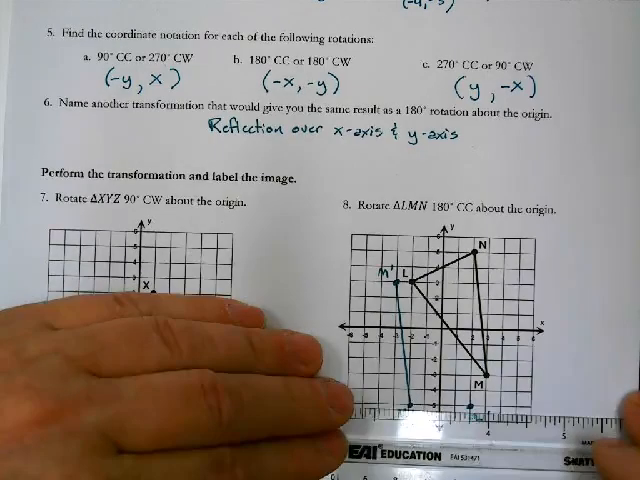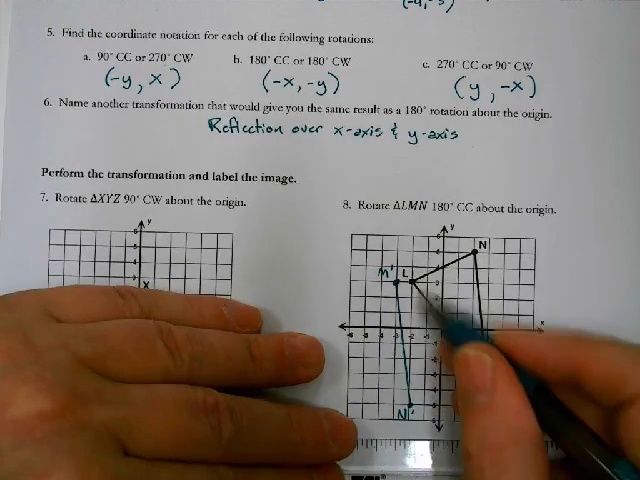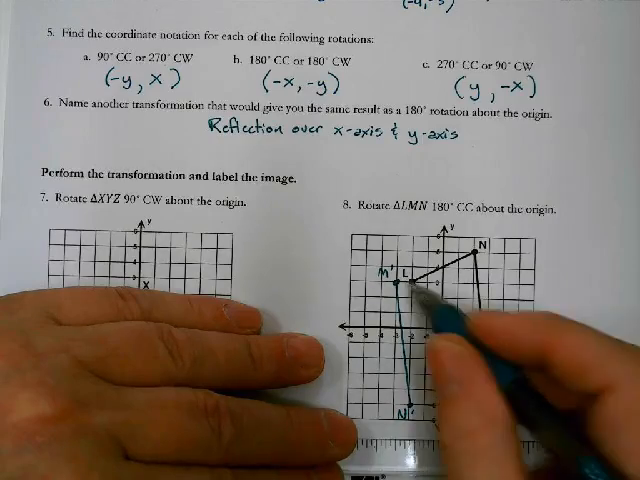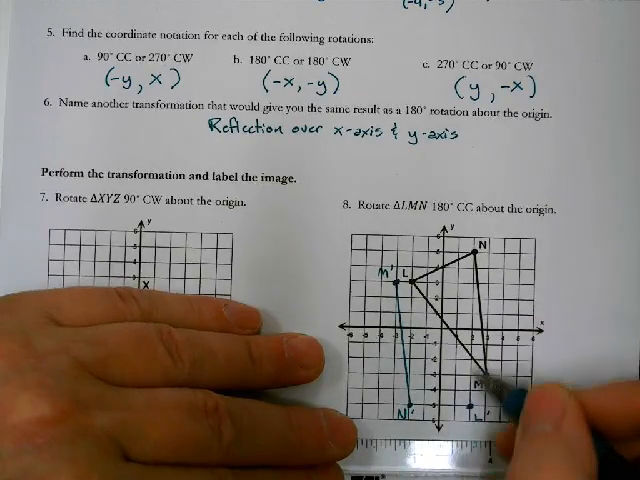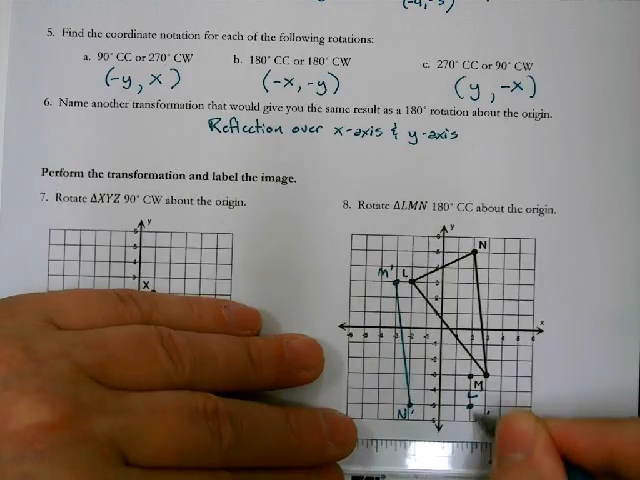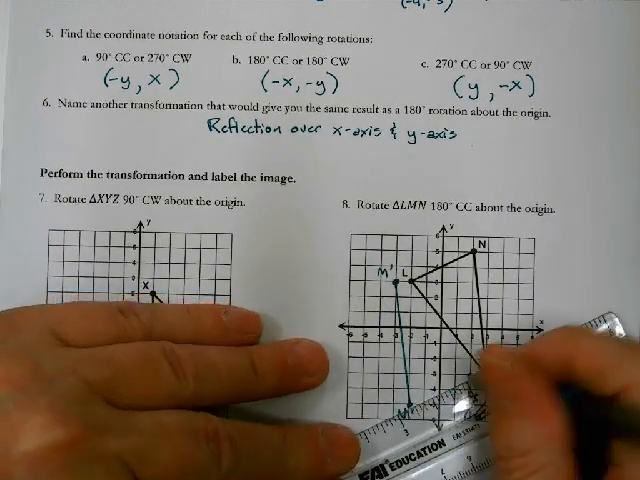Did I do something wrong? I sure did. This was negative 2, 3. I went negative 2, 5 for some reason. I don't know why I did that. So this should be negative 2, negative 3, or 2, negative 3. Wow, how did that happen? It's early. All right, trying to pay attention.